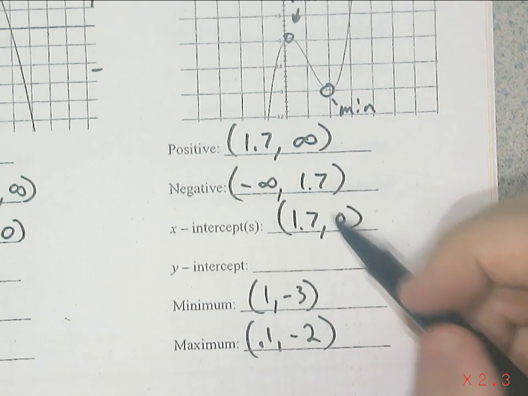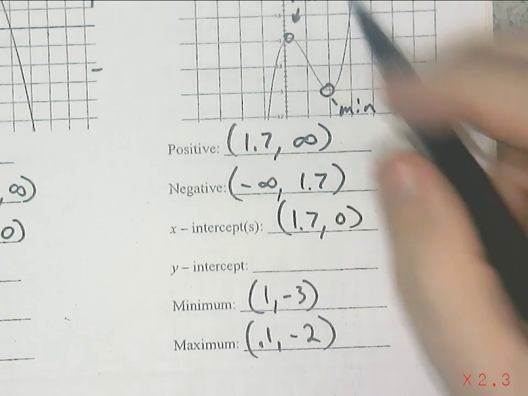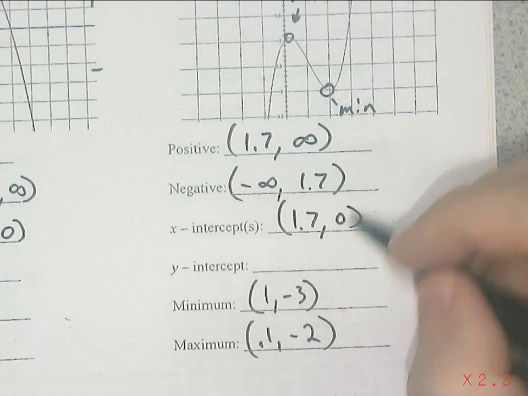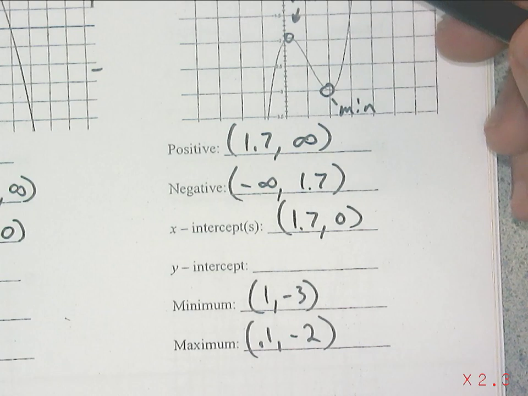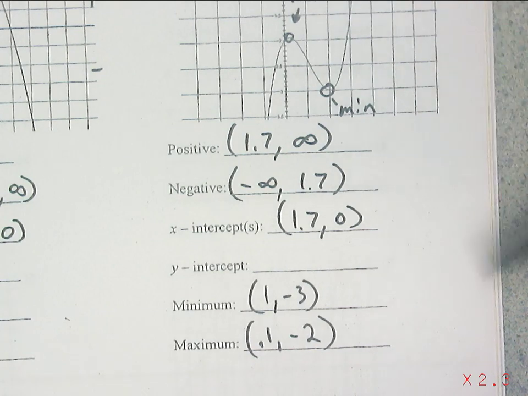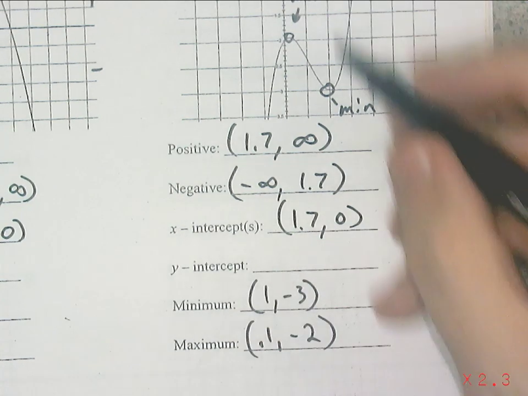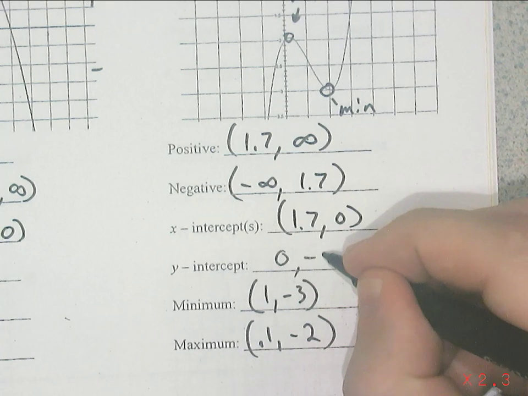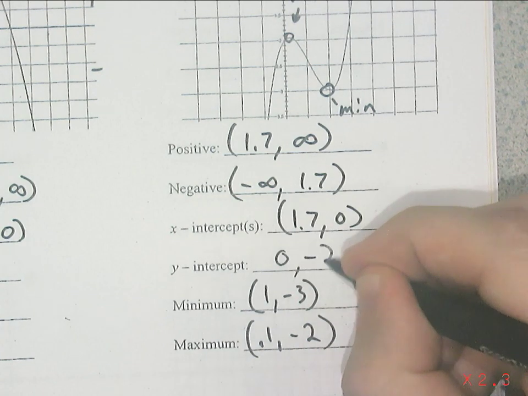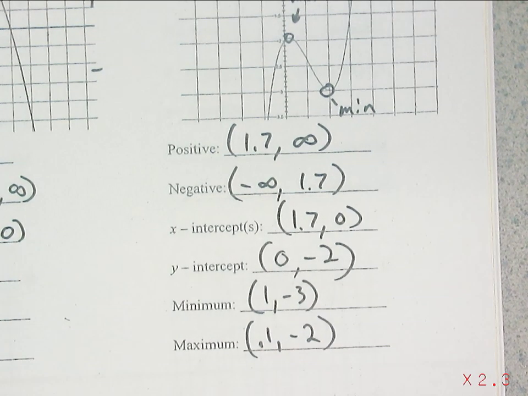You'll notice that the positive aspects and the negative aspects are all going to involve your x-intercepts, because when it's crossing the x-axis, it's changing from positive to negative or negative to positive, depending on which direction it's going. Y-intercept, it's crossing right there at (0, -2). And that is basically all you're doing for positive and negative and min and max and all that fun stuff.